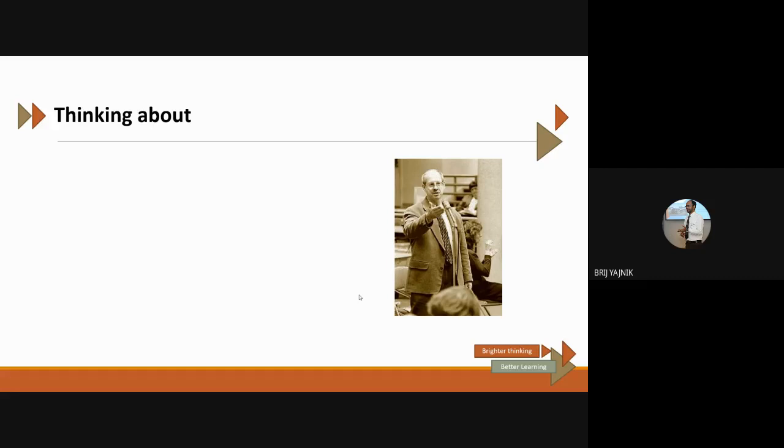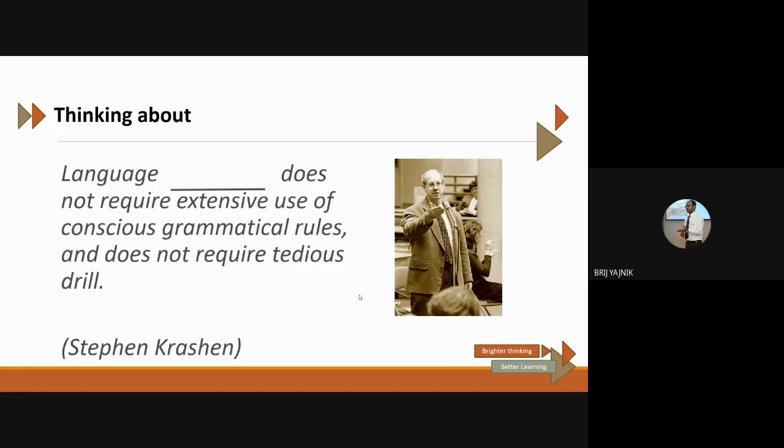Just for a little bit of fun and for you to think upon, I have removed one keyword from what he has to say. Ready to think about that keyword? All of you, please, let me see that you are ready. Right, let's see what he has to say. He said, language dash does not require extensive use of conscious grammatical rules and does not require tedious drill. What do you think that missing word is or can be? Quickly.